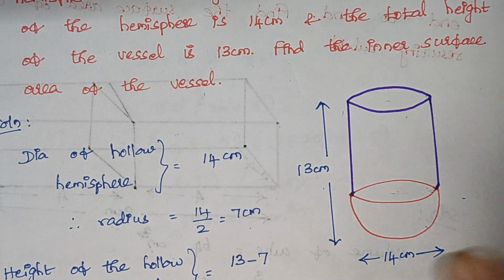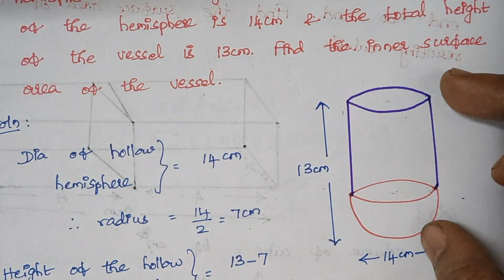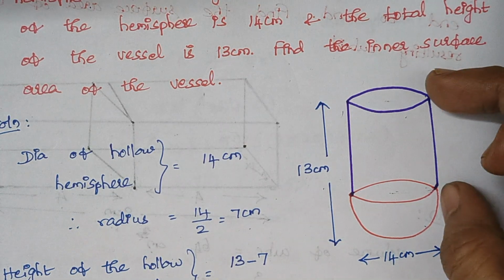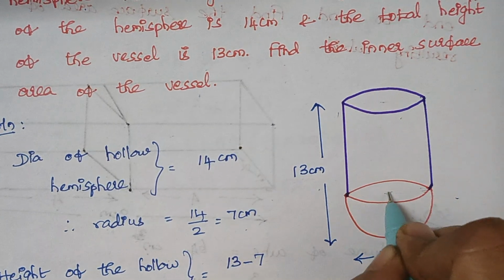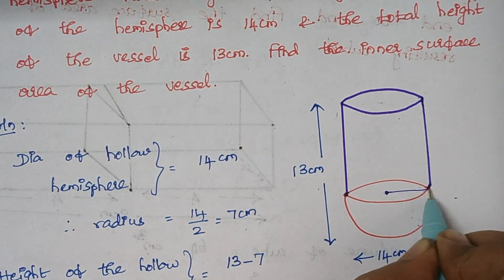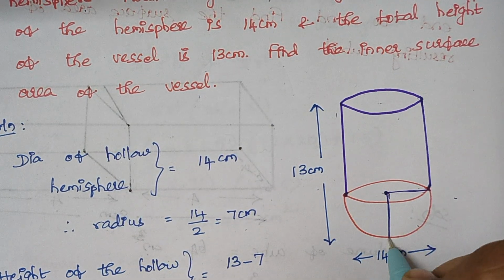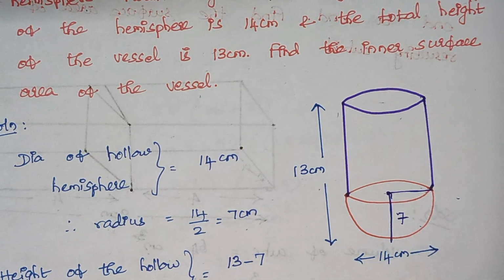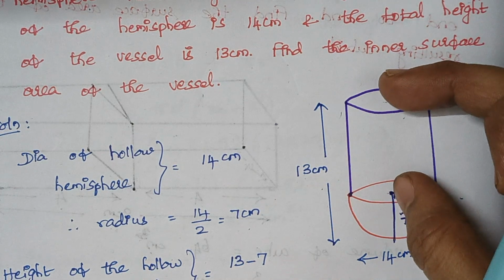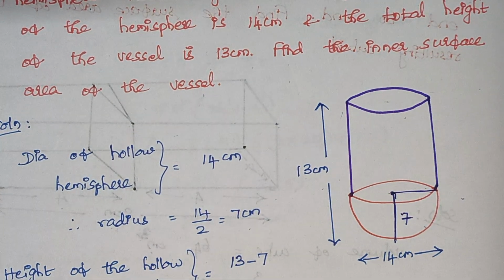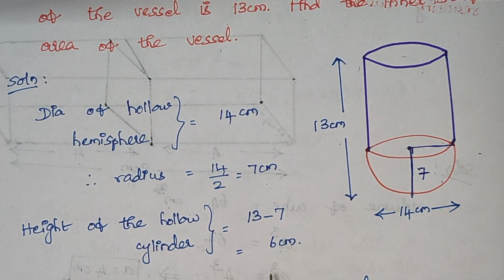The next thing is we have to find the height. We know the entire height of the vessel, but what we actually need is the height of the cylinder. So how to calculate the height of the cylinder? Again, here this is your radius, and similarly this is also your radius. The value is 7. When you subtract 7 from 13, we can easily get the height of this cylinder. So 13 minus 7 is equal to 6, which is the height of the cylinder.